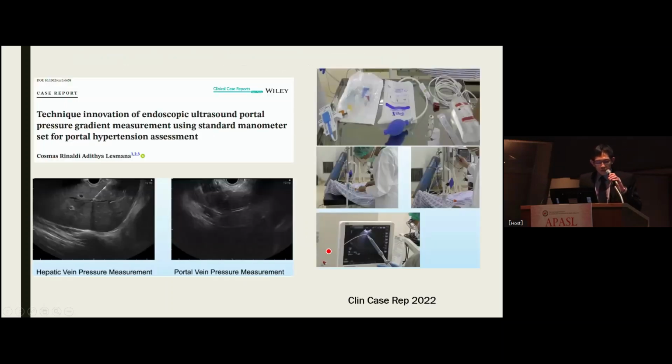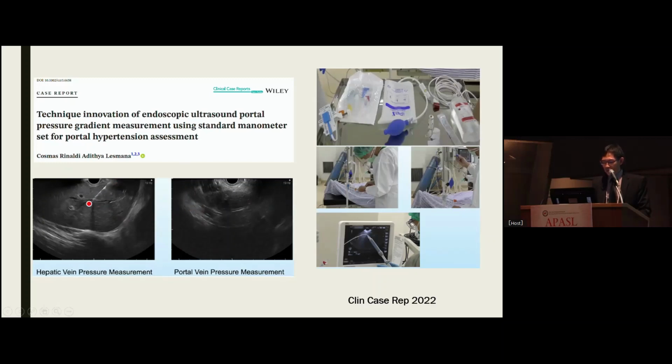We ourselves have developed a technique innovation for the portal pressure gradient measurement, where we use the standard manometer that is usually used for the HVPG. We just tried to innovate and see the result, and we found that the result is quite stable among the first 10 patients. So now we use this method to do the EUS-guided portal pressure gradient measurement.